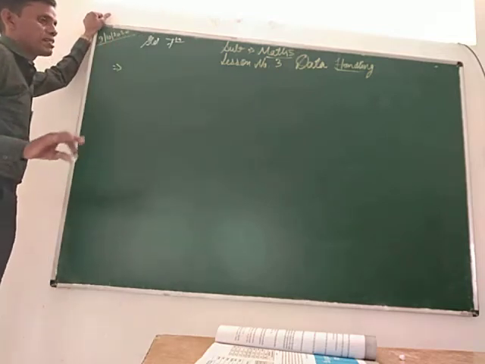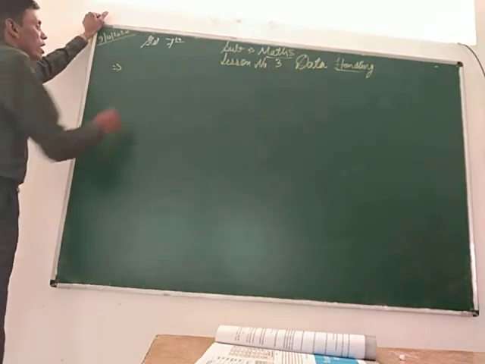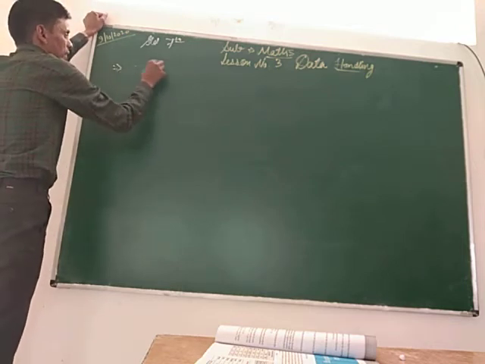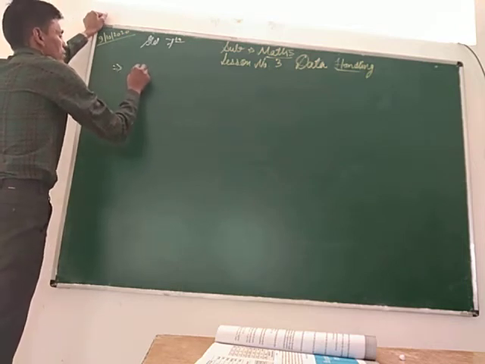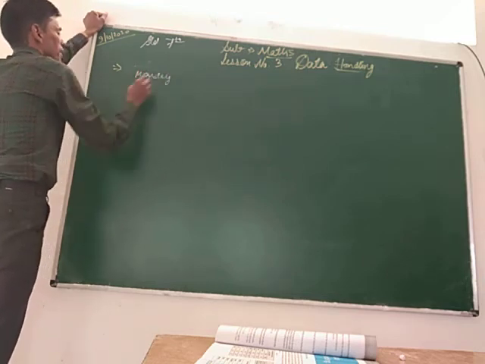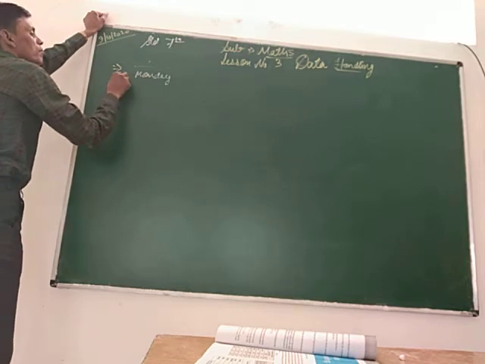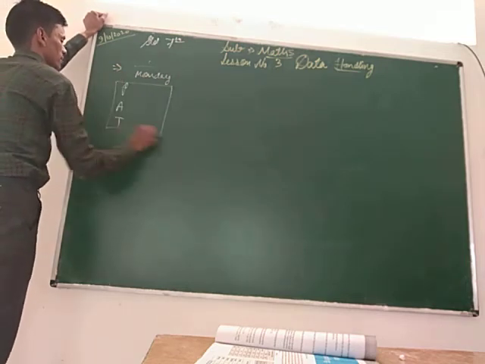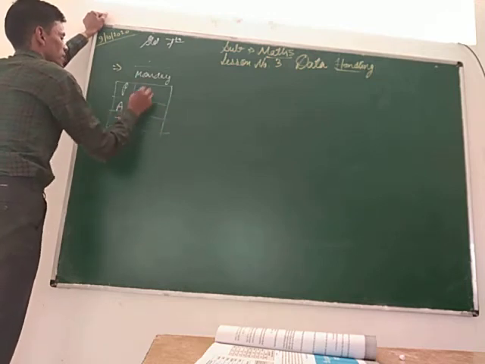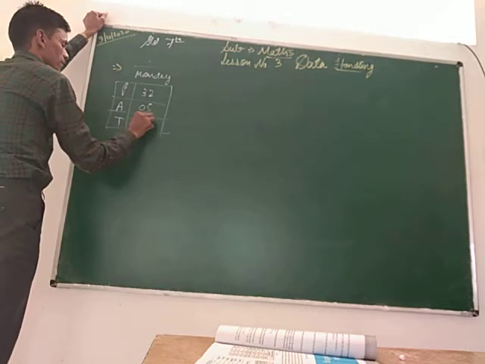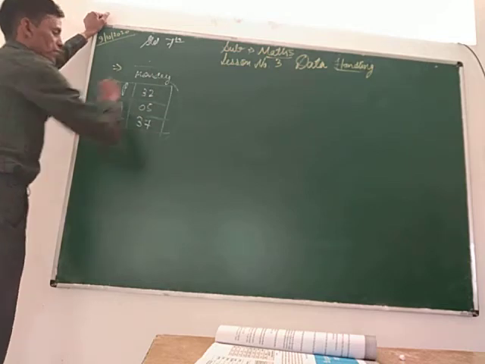Example, in your class, your teacher comes and takes the attendance. She is writing the date, and your present, absent, and total, like this. How many present students? 32. Absent? 5. Total? 37. This is a kind of data.